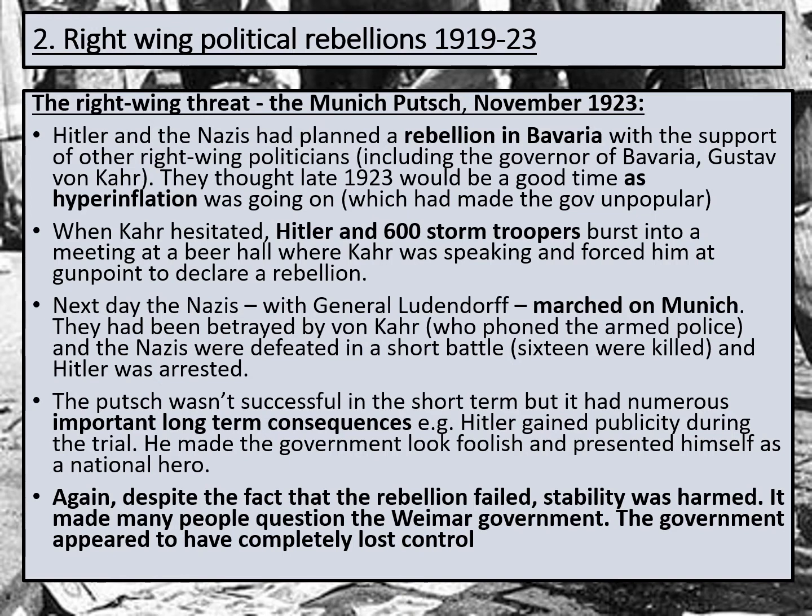Despite the fact that the rebellion failed, stability was harmed. It made people question the Weimar government. The government appeared to have completely lost control because, again, you've got another armed uprising, another armed rebellion. So despite the fact that the government seems to have got a little bit of a hold on the economy and hyperinflation at this point, they haven't got a real handle on politics and everything feels very, very chaotic.